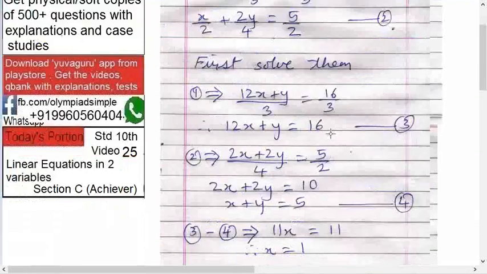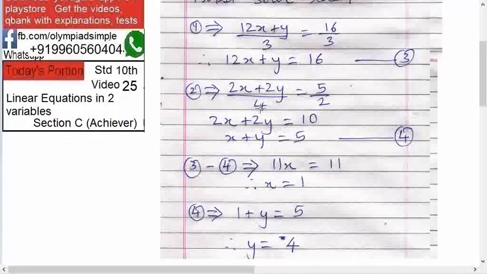Similarly, this second one now. x upon 2 plus 2y upon 4 equals to 5 by 2. Therefore 2 under 2 2s are, and it becomes 10. 2x plus 2y equals to 10. Therefore x plus y equals to 5. Now the equations are easier.